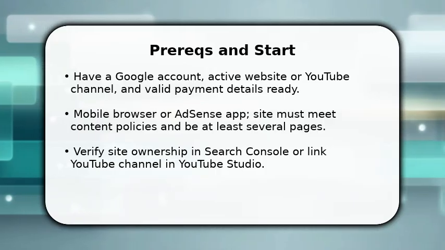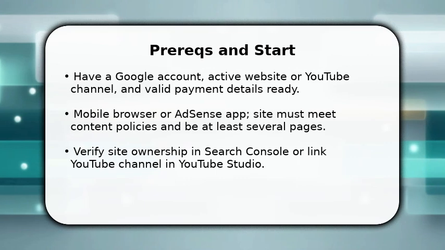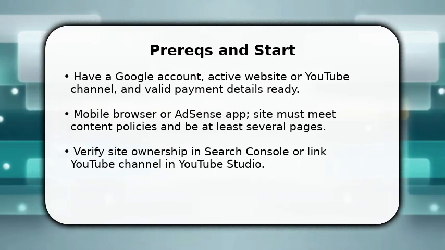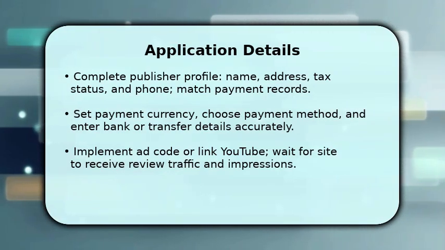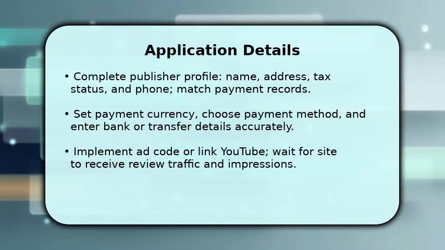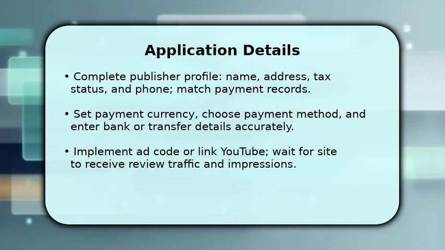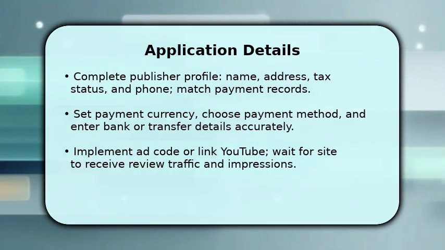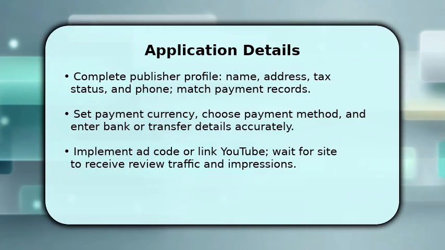Make sure your site follows content policies and has multiple pages so automated reviewers can evaluate quality. You now fill the publisher profile carefully: legal name, mailing address, tax info, and a valid phone number. Choose your payment currency and preferred payout method, then input bank details exactly as your bank lists them. Mismatches delay payments.